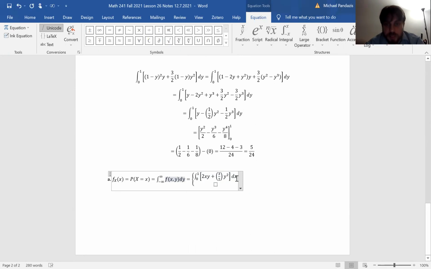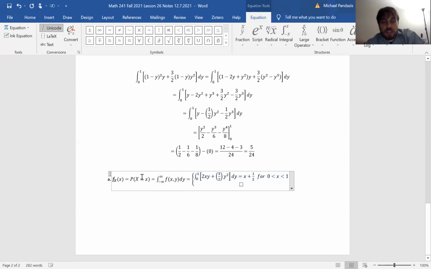No, it's with respect to y. Okay, good. So you integrate with respect to y, and then that's equal to x plus 1/2. And this is for 0 less than x less than 1.